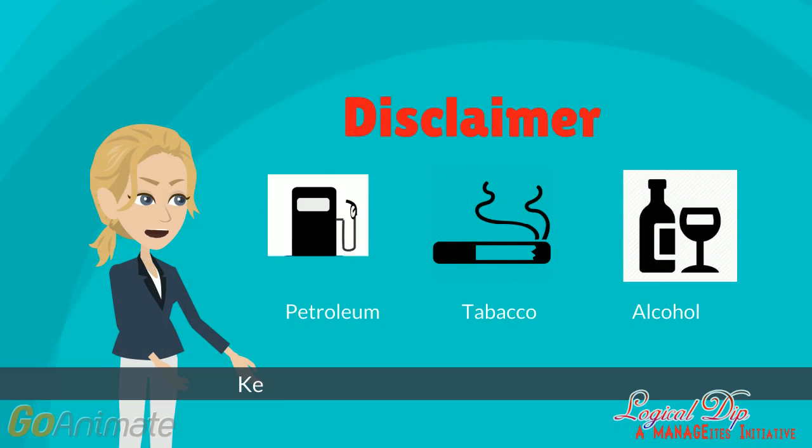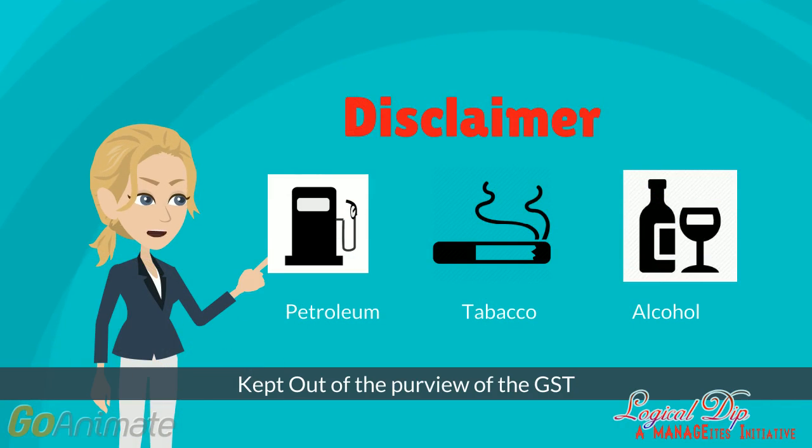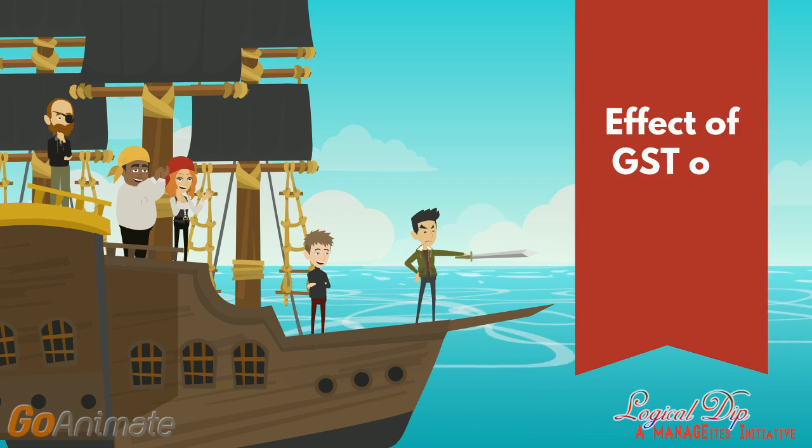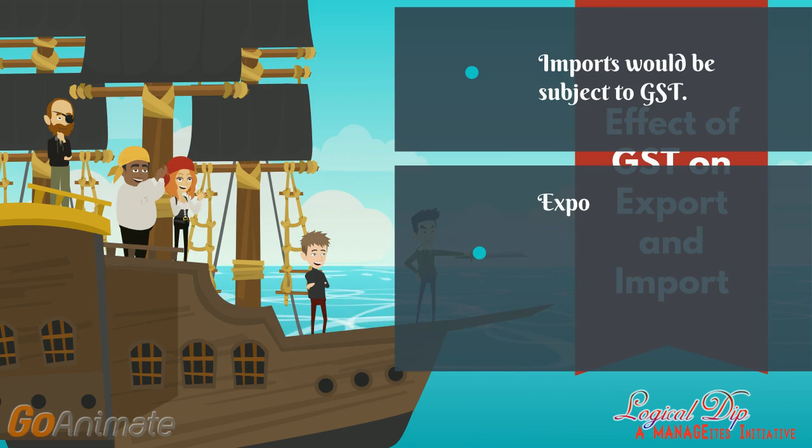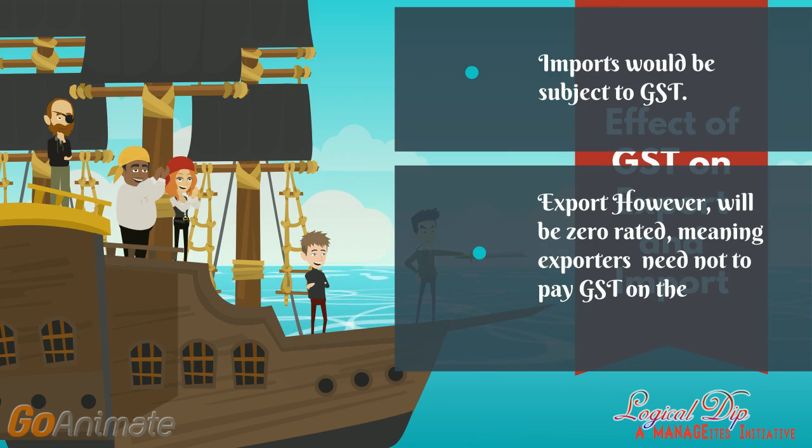Disclaimer: as a measure of support for the states, petroleum, tobacco and alcohol for human consumption have been kept out of the purview of the GST. Implications of GST on imports and exports. Imports would be subject to GST. Exports, however, will be zero-rated, meaning exporters need not pay GST on their exports.